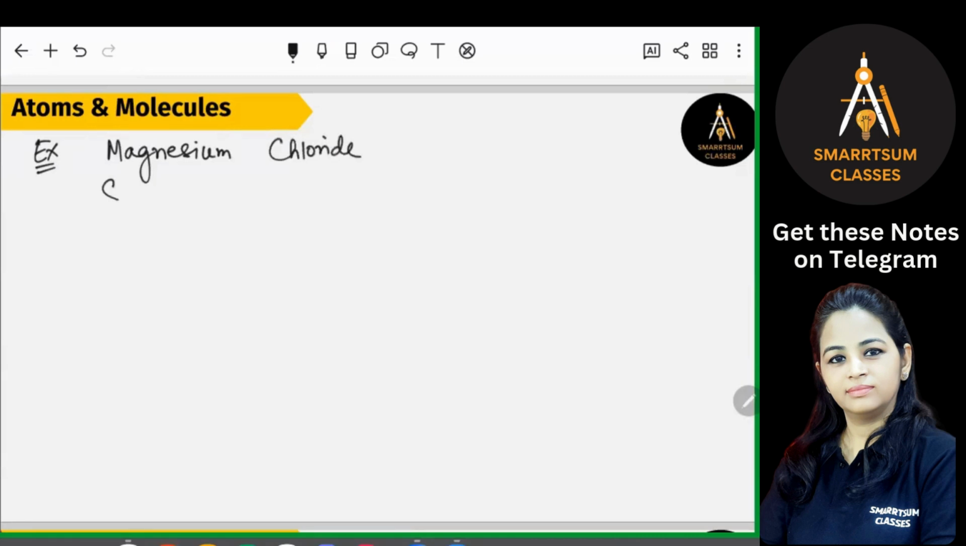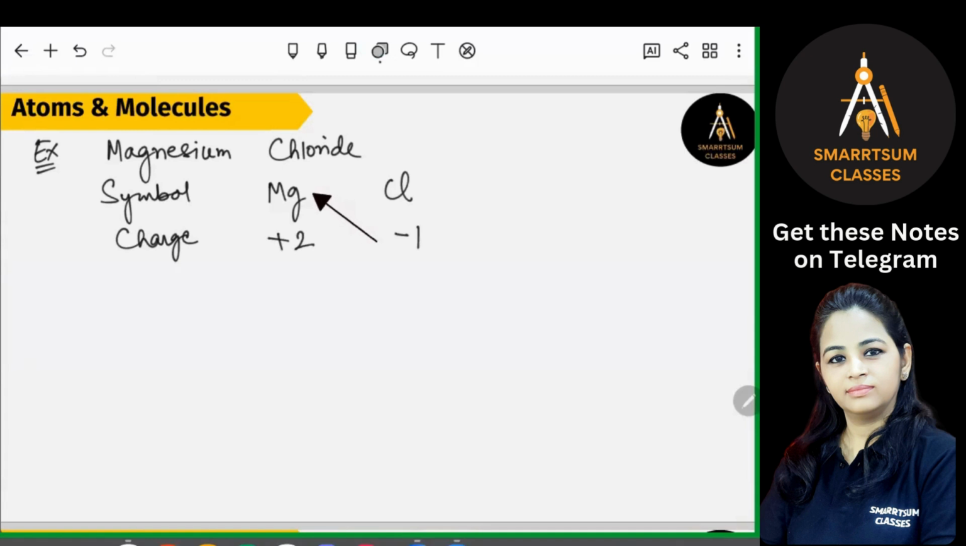Magnesium chloride. Symbol. What are the symbols of magnesium and chloride? Magnesium is Mg, chlorine Cl. Right? Now charge. Charge on magnesium is +2, whereas on chlorine it is -1. Right? So what do we do? We'll do the crisscross method again.